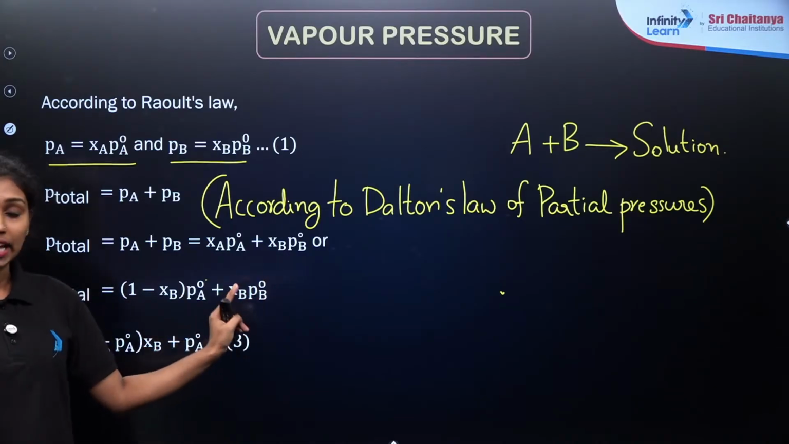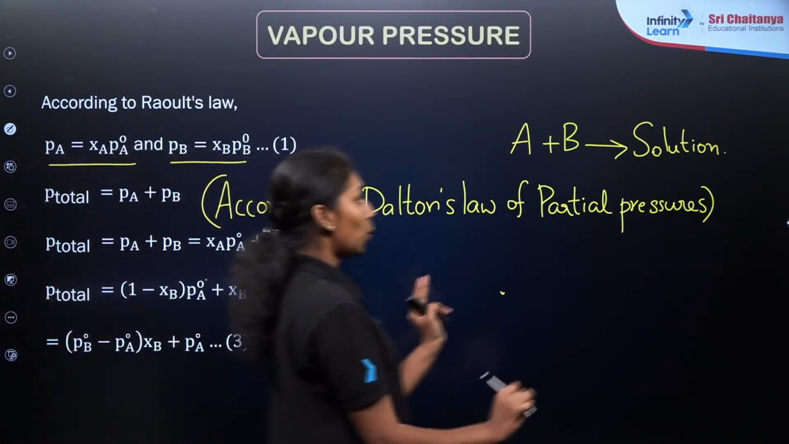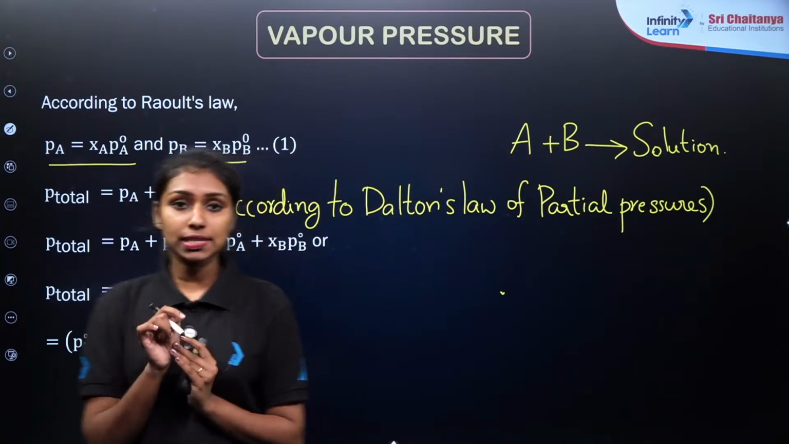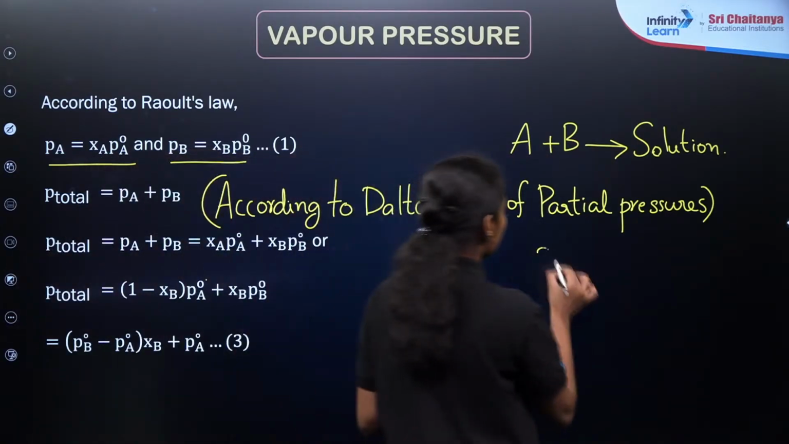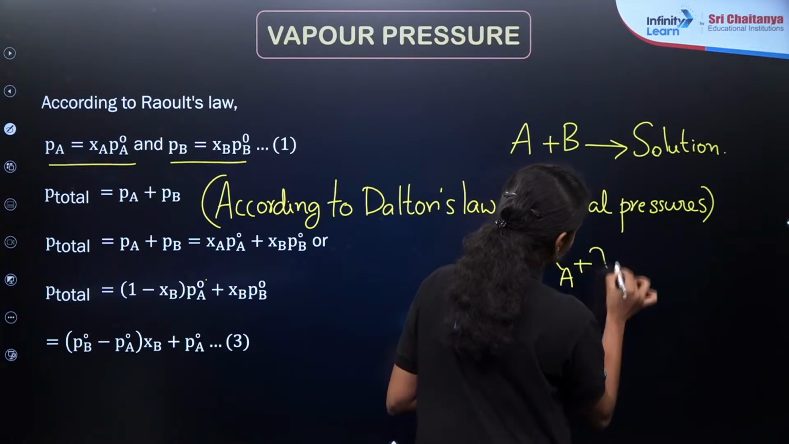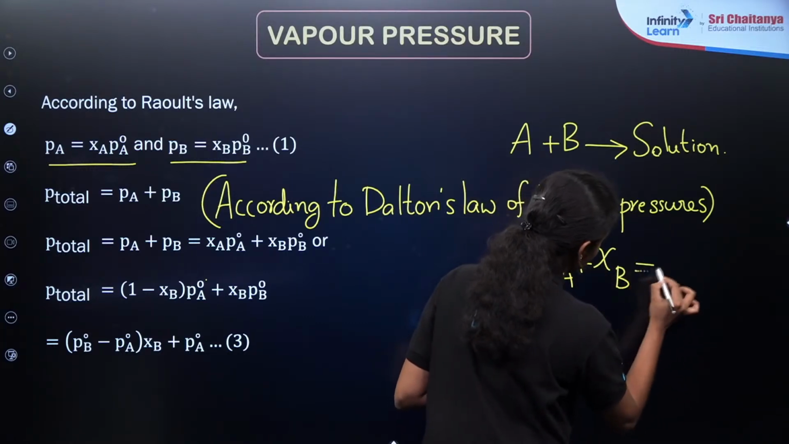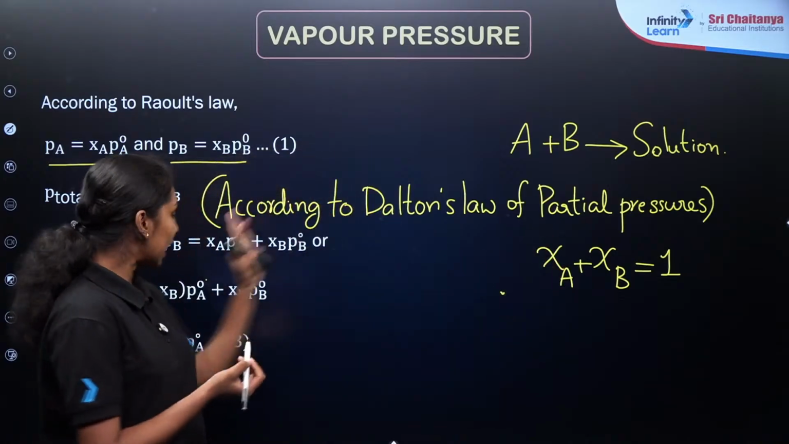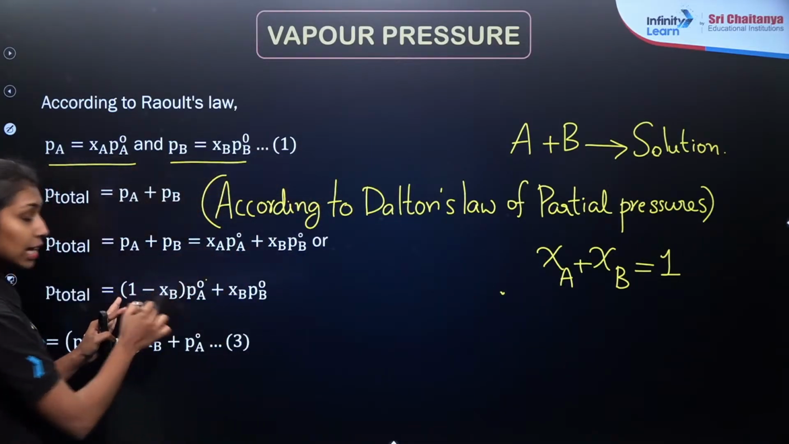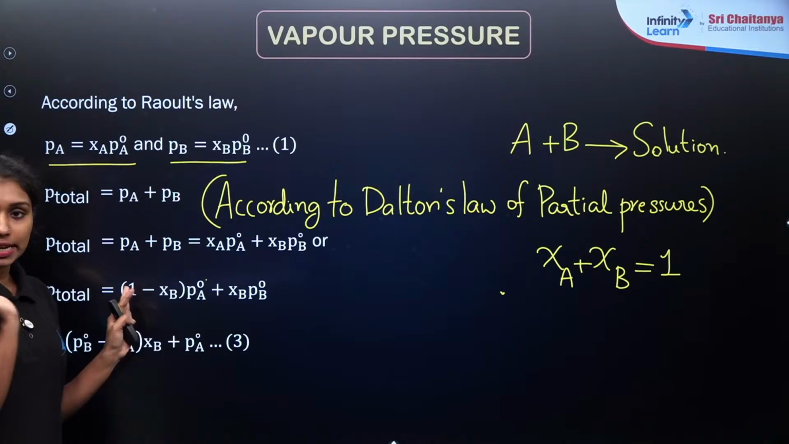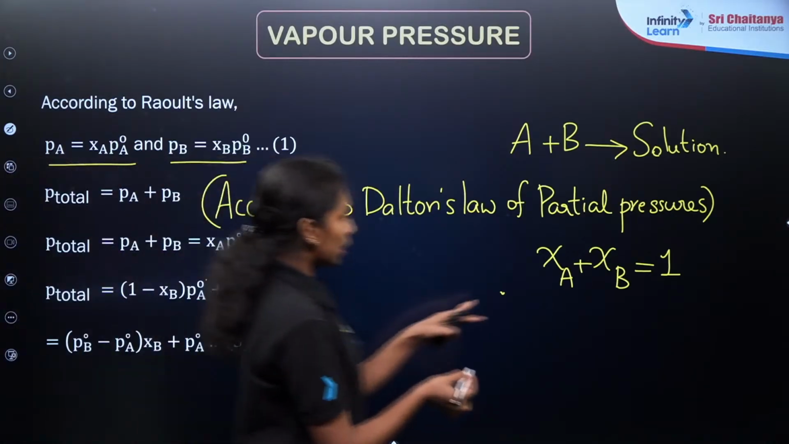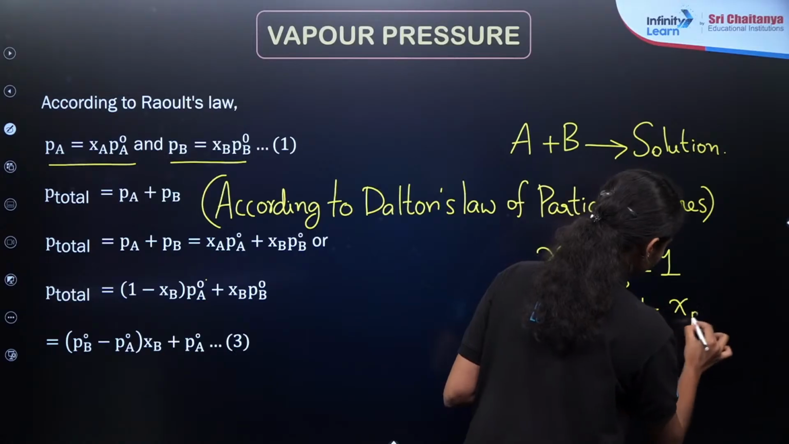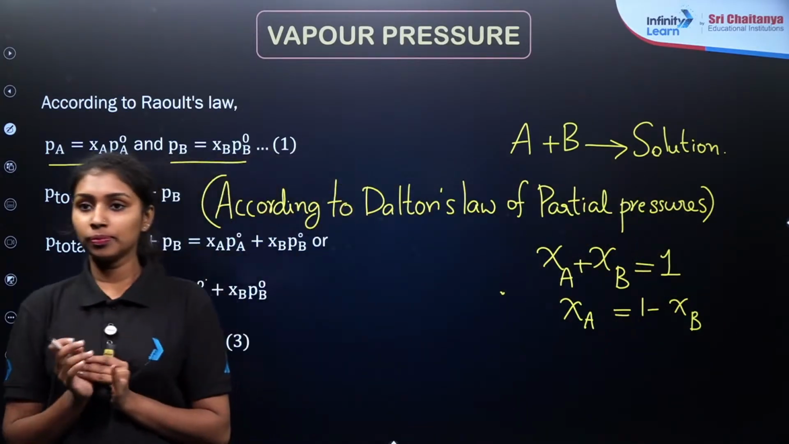Now, when I was discussing Henry's law or mole fraction, I already taught that the sum of mole fractions of each component, chi A plus chi B, is equal to unity, which means chi A plus chi B is equal to 1. So using this relation, I can write chi A is equal to 1 minus chi B. Clear? Is there any doubt? Chi A is equal to 1 minus chi B.